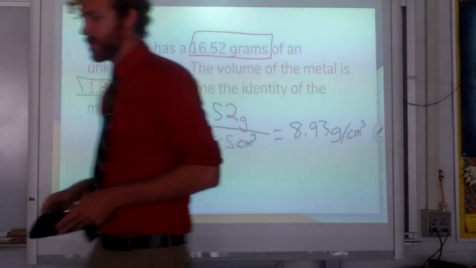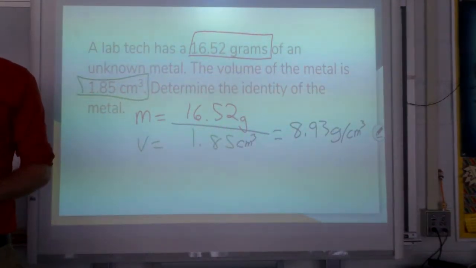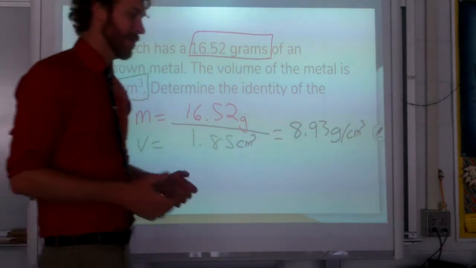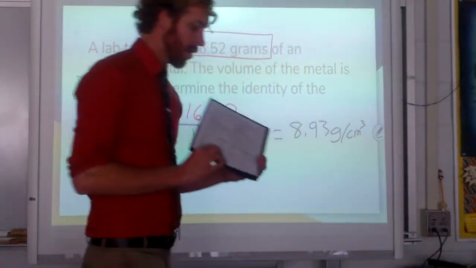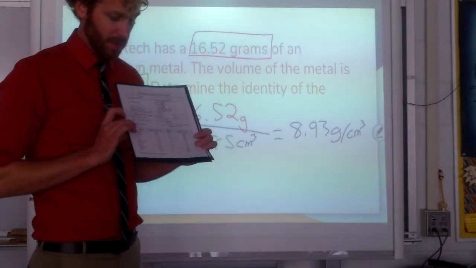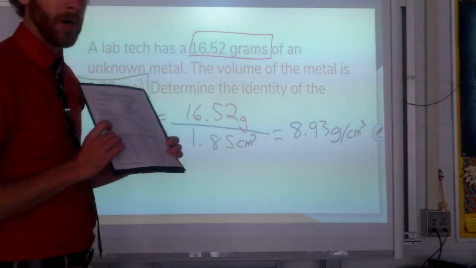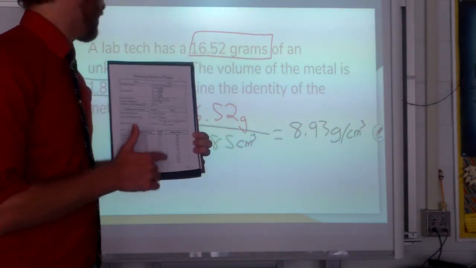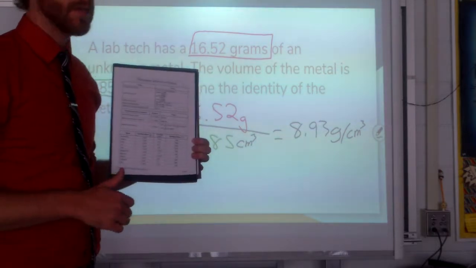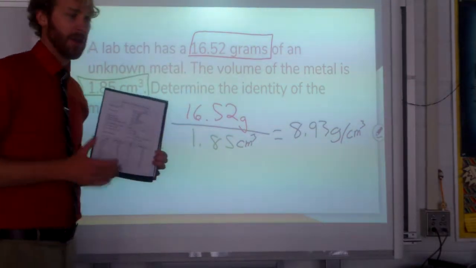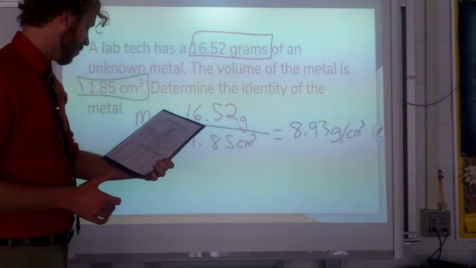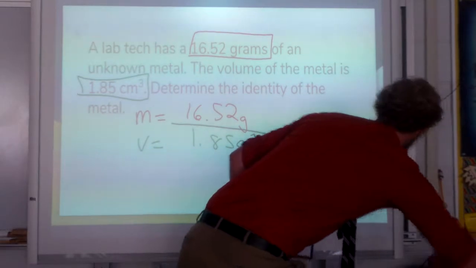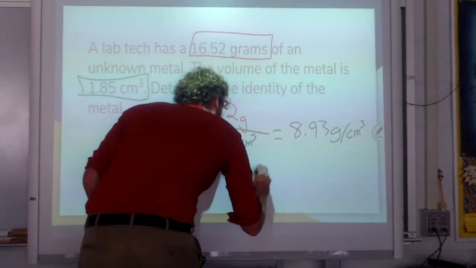Now, this still does not help us with the problem. Doesn't answer the question. We got to determine the identity. So what we need to do on our reference packet, we know it's a metal, so it's page 1. We're going to look for the density, the intensive physical property. So each substance has its own density. We look on that and we find it to be copper. So the identity of this metal is copper. And there's our answer.